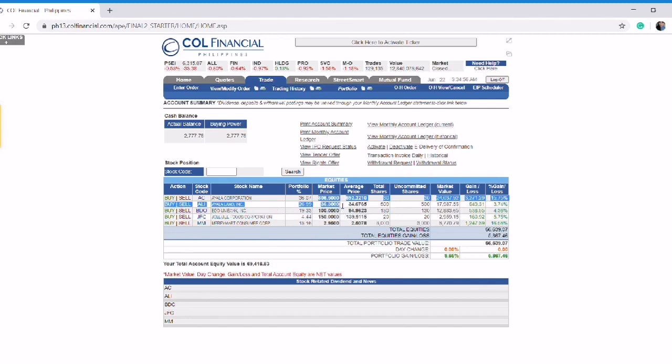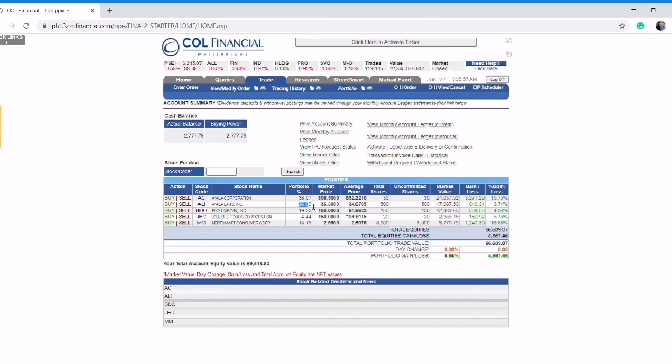Makikita mo na ngayon yung market price. Itong market price ng Ayala is 108 na siya. Yung Ayala Land naman is 36. Yung portfolio percentage mo, kasi total of 100%, kinuha niya lang yung proportion ng kung gaano kadami yung shares mo. So, ito ang pinakamadami kong shares, 500. Pero in peso or in cost, si Ayala Land pa rin yung malaki, kaya siya 36%. Kahit 509 shares ko kay Ayala Land, dahil hindi mas malaki sa na-invest ko kay Ayala Corporation in peso, mas mababa pa rin siya in percentage.